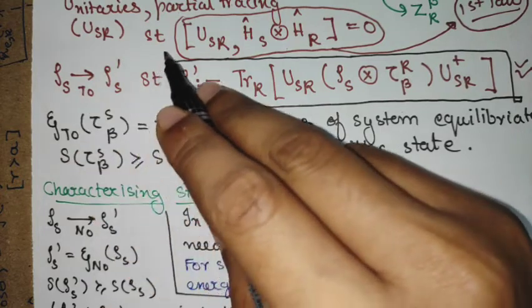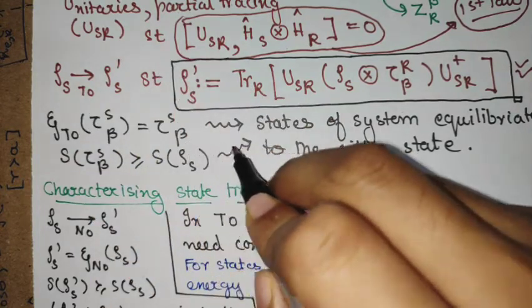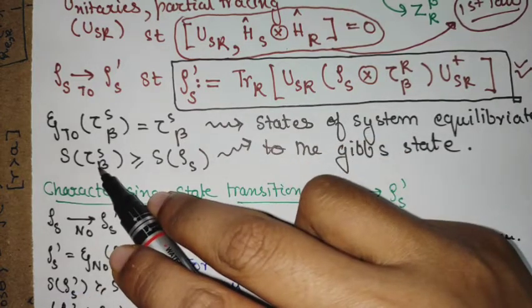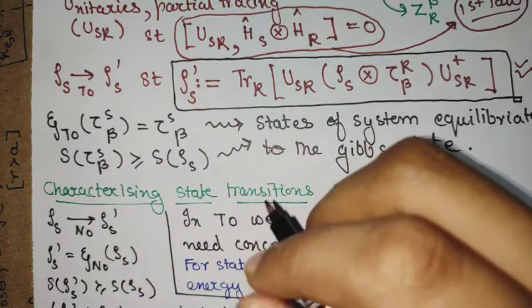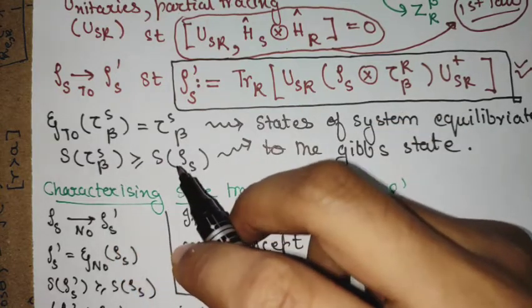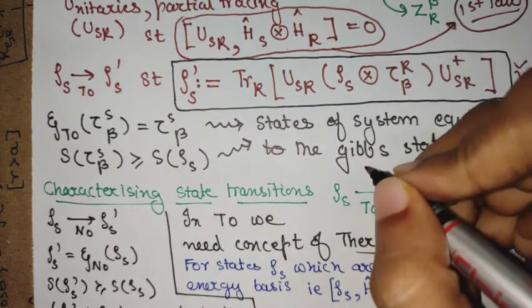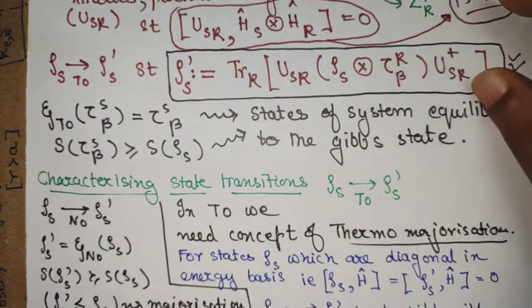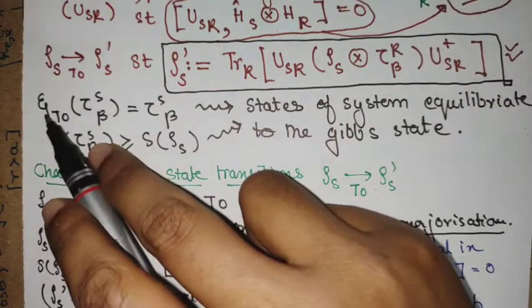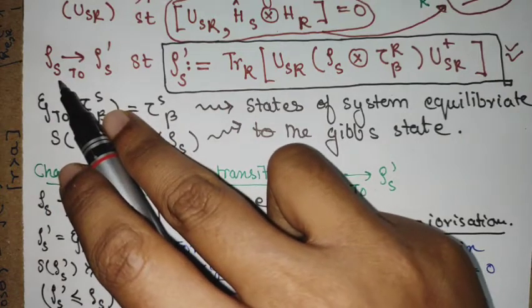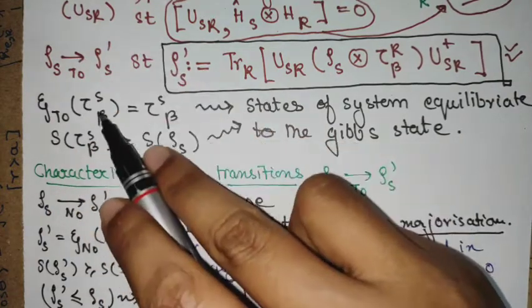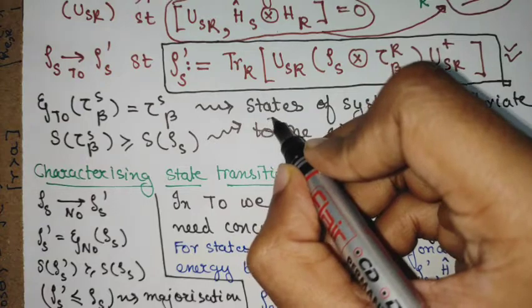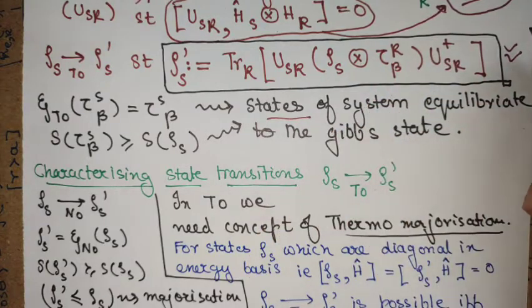But it can increase only up to a certain point. The state that has maximum entropy under the constraint that the average energy is constant is the Gibbs state that we discussed in the previous video. So this means that thermal operations take the states closer to the Gibbs state, but keep the Gibbs state unchanged. So this is the formulation that states of a system equilibrate to the Gibbs state.